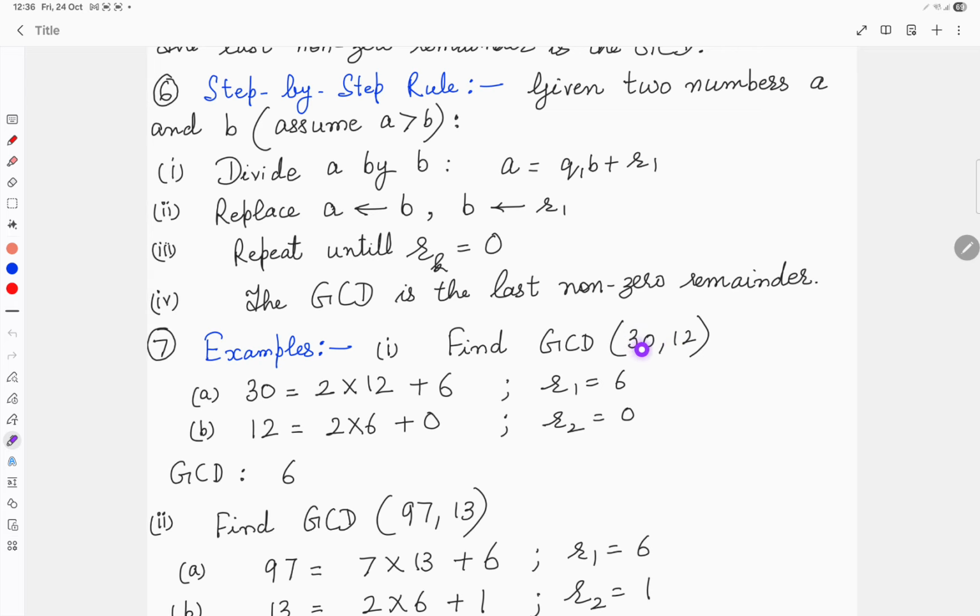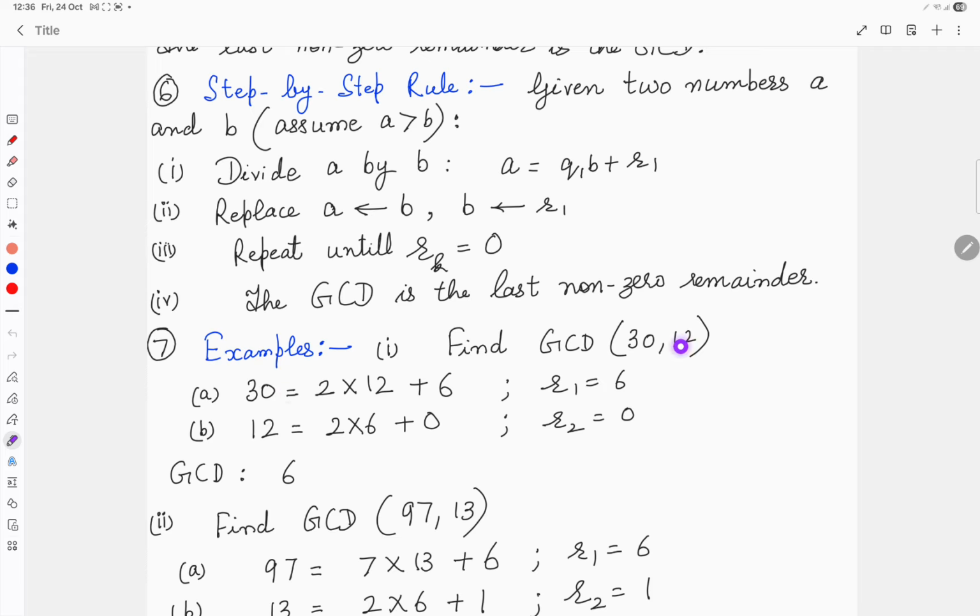That means we have to divide a by b. So that's the first step, divide a by b. Here a is 30 and b is 12. So we divide it, 12 2s are 24. So therefore quotient is 2, remainder is 6. So I can put out this equation, 30 equal to the quotient into b plus the remainder. So remainder is 6, so that is equal to 30. So that's the first division step.